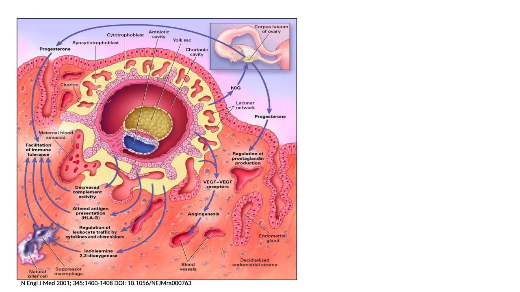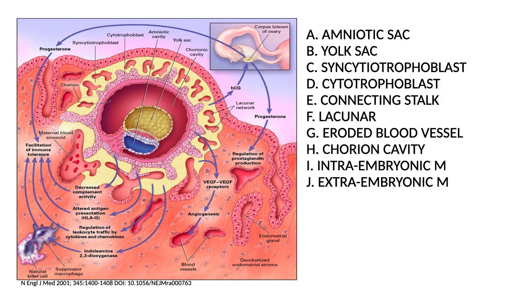And here, this is a few days afterwards, after the diagram we saw initially in the previous diagram. So here you can actually see the other structures as well. You could see the allantois as well. You could see the lacunae around the forming embryo. And so A is amniotic sac, B is yolk sac.